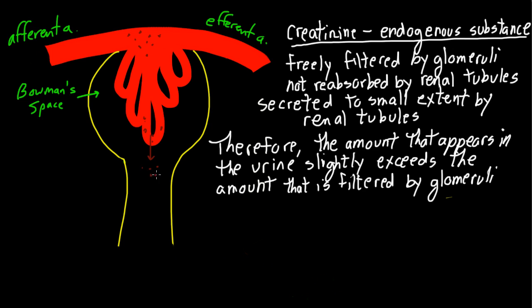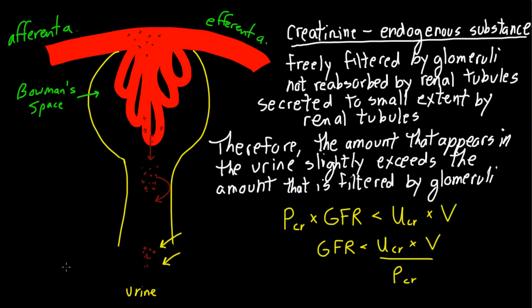Like inulin, creatinine is freely filtered by the glomeruli. Like inulin, creatinine is not reabsorbed by the cells lining the renal tubules. However, unlike inulin, creatinine is secreted to a small extent by the cells lining the renal tubules. Therefore, the amount that appears in the urine slightly exceeds the amount that's filtered by the glomeruli. That is because creatinine appears in the urine as a result of both filtration and tubular secretion.